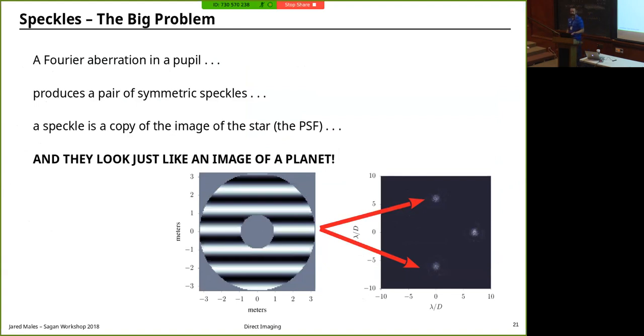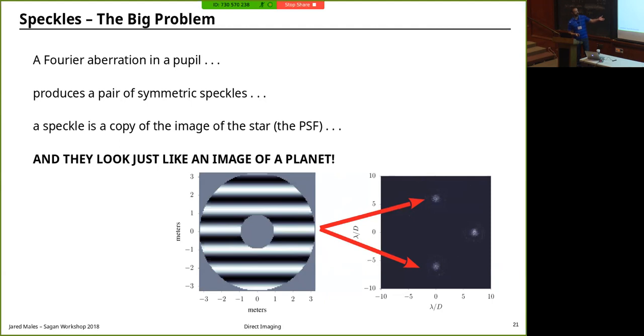A Fourier aberration, so a sine or a cosine in a pupil plane, will produce a pair of symmetric speckles. And in any other plane in the system, a Fourier aberration will also produce a speckle. It won't necessarily be symmetric and it's more complicated, but this is a very general result. And the key scary thing is it will look just like an image of a planet. So you're going to have these speckles running around in your focal plane, and you have to be able to decide, is that a planet or is that a speckle?